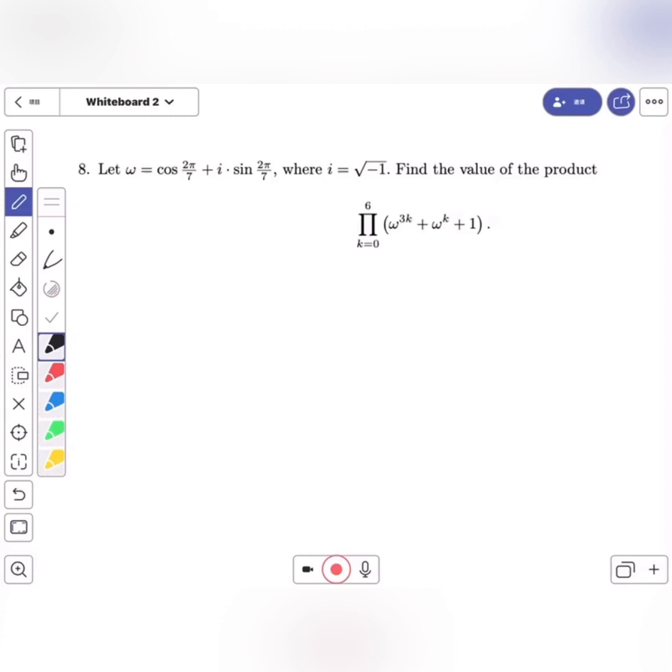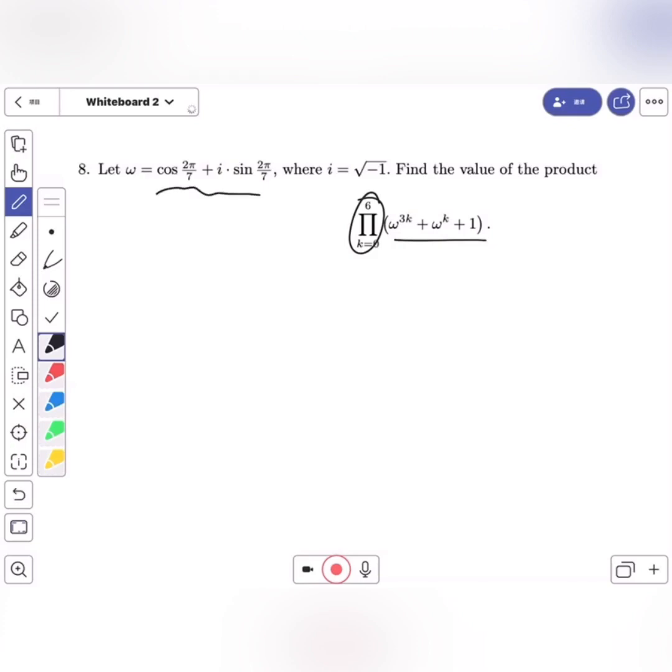Let omega be equal to cosine of 2 pi over 7 plus i times sine of 2 pi over 7, where i is equal to the square root of -1. Find the value of the product, this monstrous product, which is basically the product from k equals 0 to 6 of this expression, where omega is basically this monster right over here.